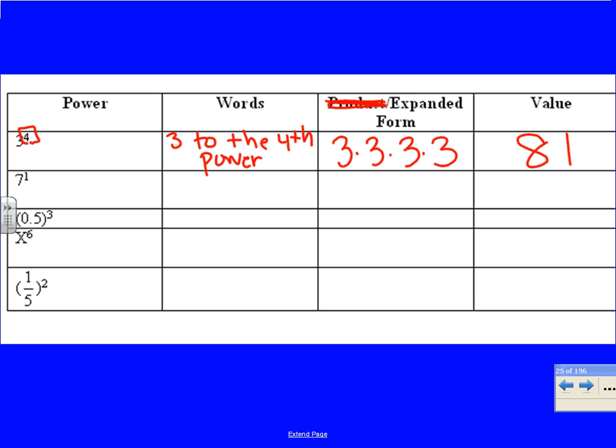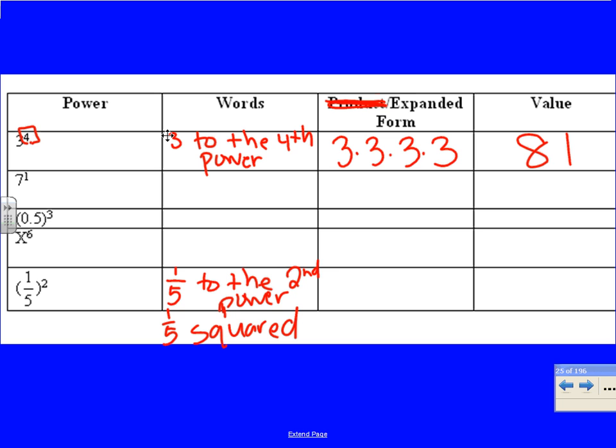Okay, let's jump down to the last one. Okay, how do we say that? So how do we write that in words, Justin? Good. 1/5 to the 2nd power. Yep, or you could write, I was getting to that, yes. You could also write 1/5 squared. Okay, so 1/5 to the 2nd power, which is also 1/5 squared.